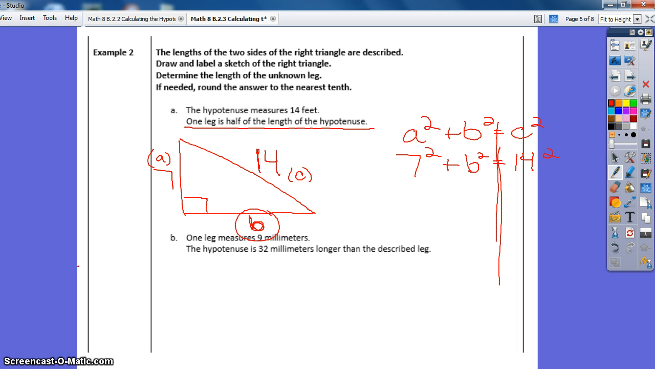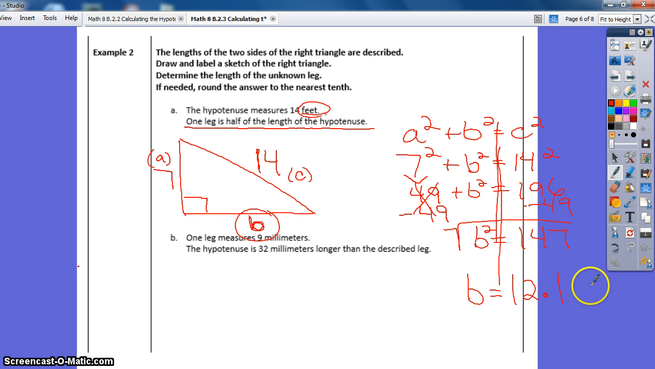Hold it up on your boards for me. 7 times 7 is 49 plus B squared equals 14 times 14, 196. Excellent. Now what? Take 49, subtract it. I need a red rover. Inverse. Subtract 49 from both sides. Now B squared equals what? 147. Find the square root of that, and you're going to have B equals, rounded to the nearest tenth, 12.1. And it would be what? We label it feet. Nice job.